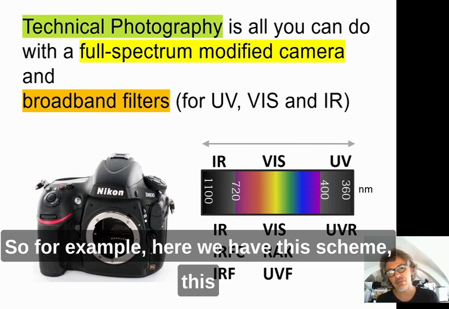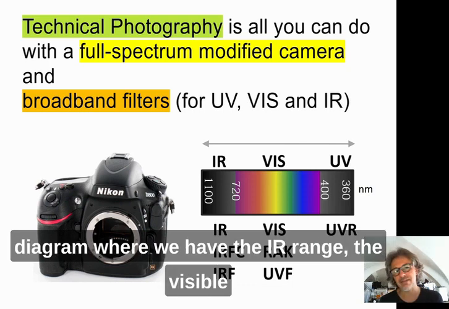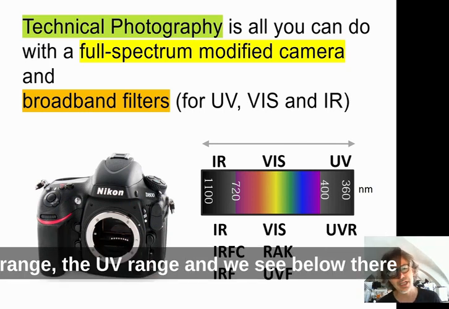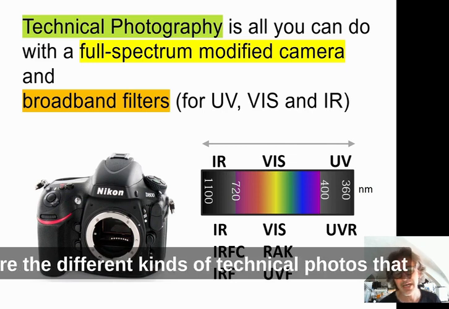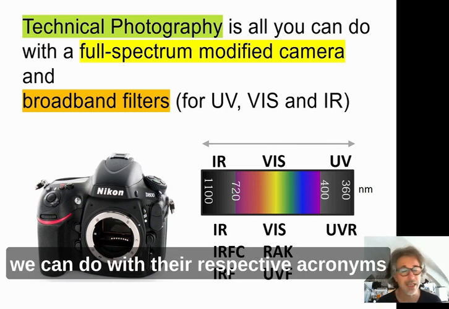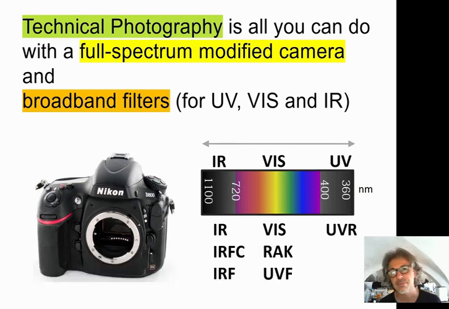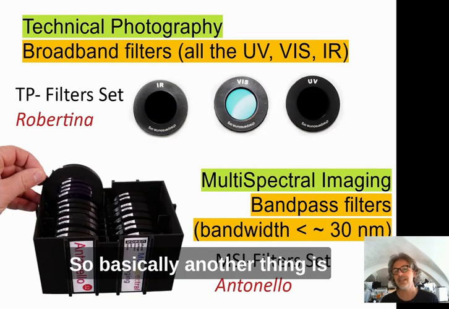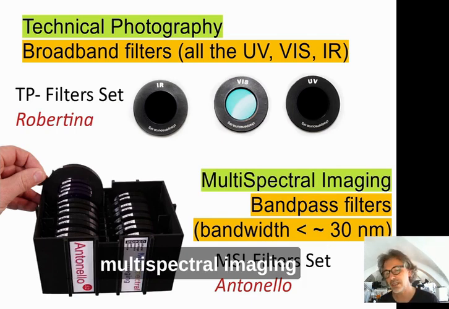So, for example, here we have this scheme, this diagram, where we have the IR range, the visible range, the UV range, and we see below there are the different kinds of technical photos that we can do with their respective acronyms. So basically, another thing is multispectral imaging.